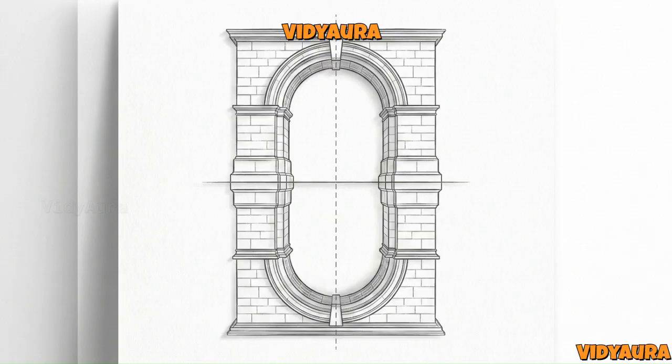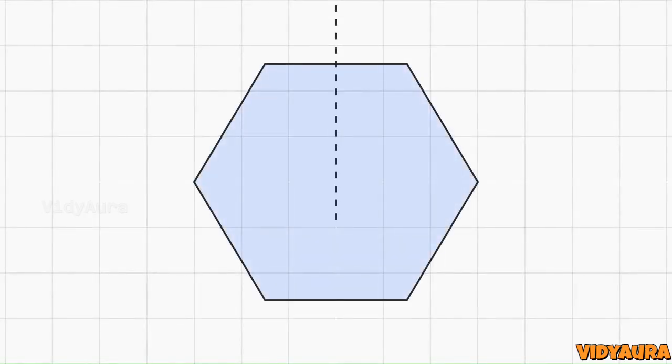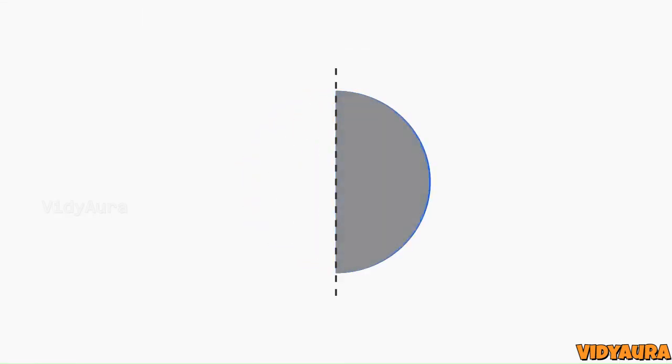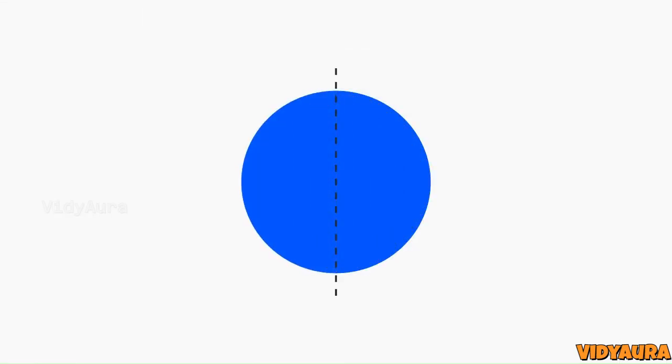Look around, and you will notice that certain objects feel perfectly balanced. In mathematics, this balance is defined as symmetry, the presence of identical proportions within a single object. We identify symmetry when one half of an object acts as a perfect mirror reflection of the other, or when the entire shape remains visually unchanged after a specific turn or flip.